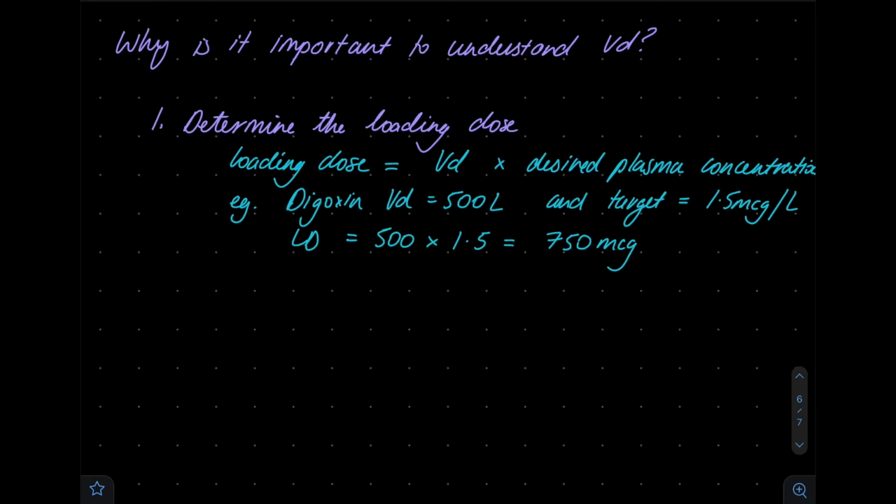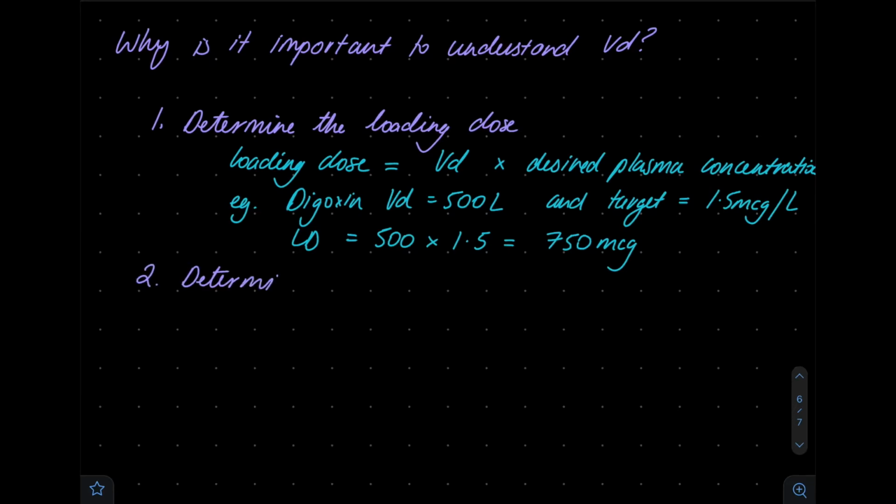Understanding the relationship between loading dose and volume of distribution is important when thinking about disease states. For example, when a patient has increased total body water, these patients have a higher volume of distribution for water-soluble drugs, and this means that they will need a higher loading dose to achieve the target drug levels in the blood.